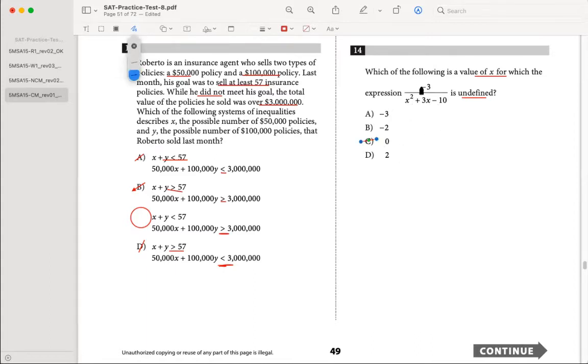So if it's -2 squared, that'd be 4 minus 6, which is -2. No, that wouldn't cancel out. This also wouldn't cancel out. So 4 plus 6 is 10. 10 minus 10 is 0. So D should be the right answer.